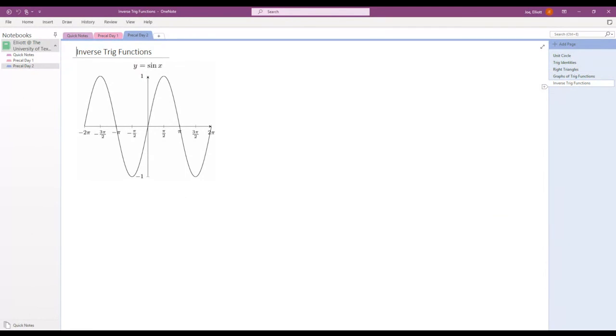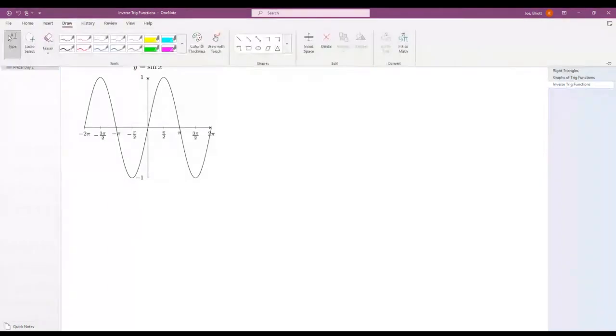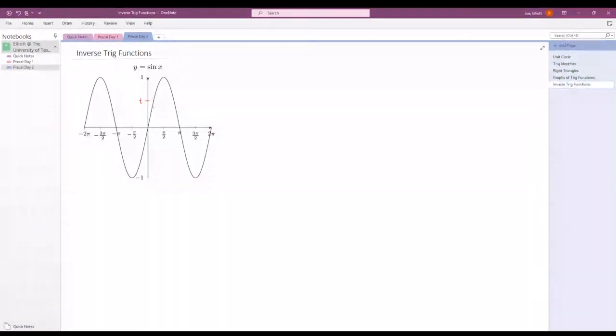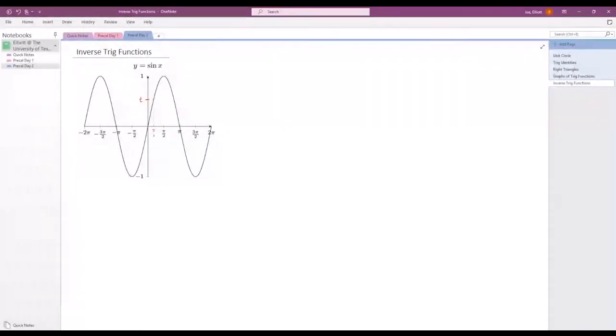And so for the inverse trig functions, here I have a graph of the sine function in particular right now. So what's the idea of the inverse function? The idea of the inverse function is, given a value in the range of sine, you want to work backwards and figure out what in the domain will be mapped to that value in the range.